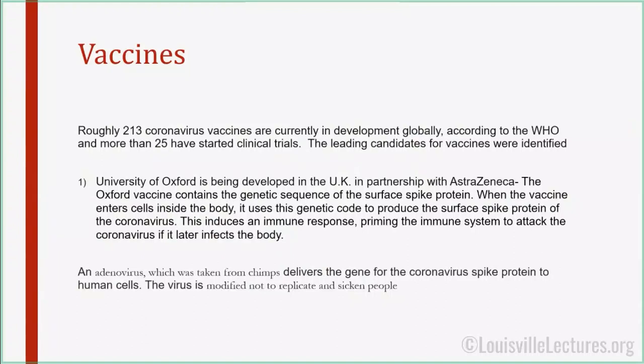The first is the University of Oxford vaccine. It was made in partnership with AstraZeneca, excuse me. And what it does is it actually develops what appears to be spike proteins on an adenovirus. Once again, it gets injected, the body responds, and then antibodies are made. The virus itself is modified, so it doesn't replicate, and it doesn't actually injure the person.